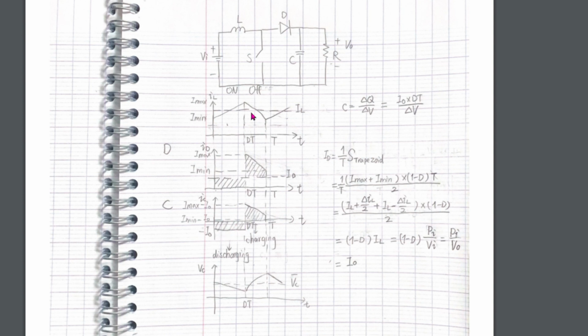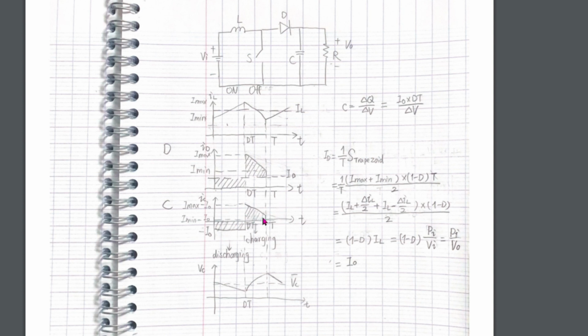When the switch is open, the diode is forward biased. The diode current is the same as that of the inductor. The current that goes into the capacitor is the difference between the inductor current and the output current. The total charge that goes into the capacitor during the off state is this shadow.